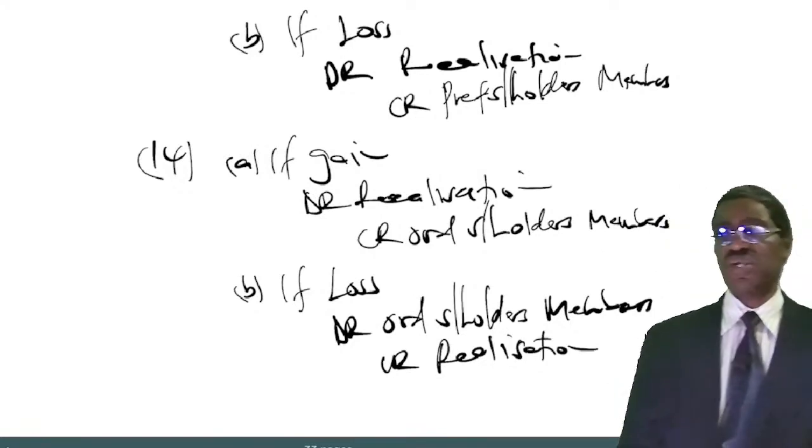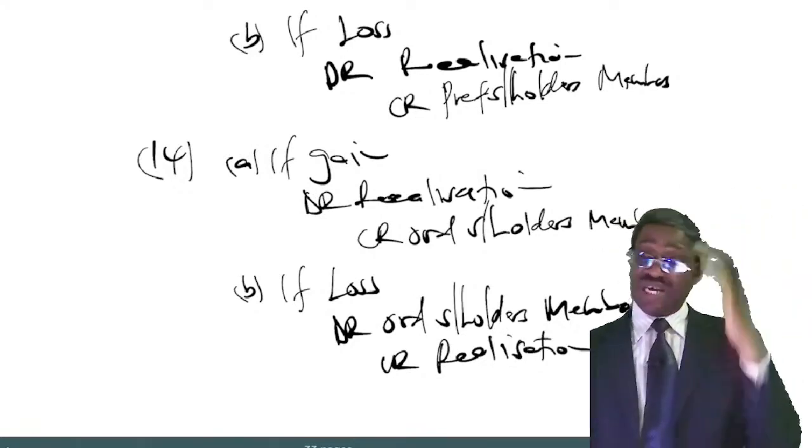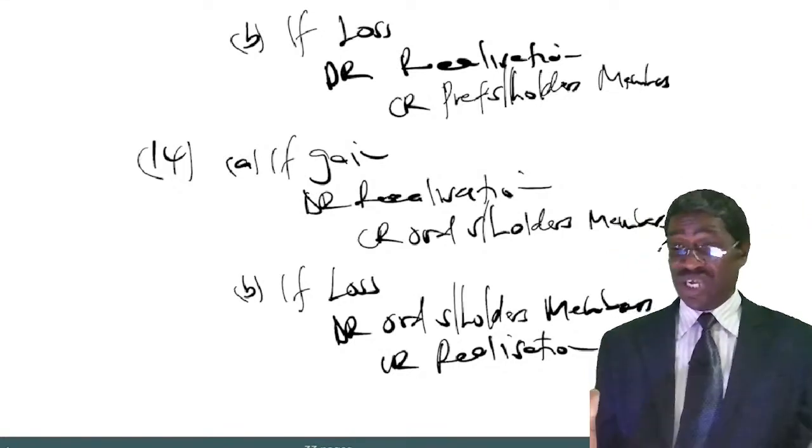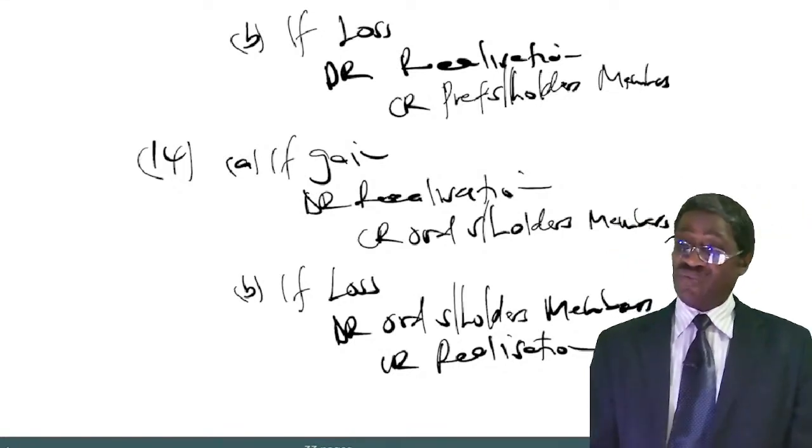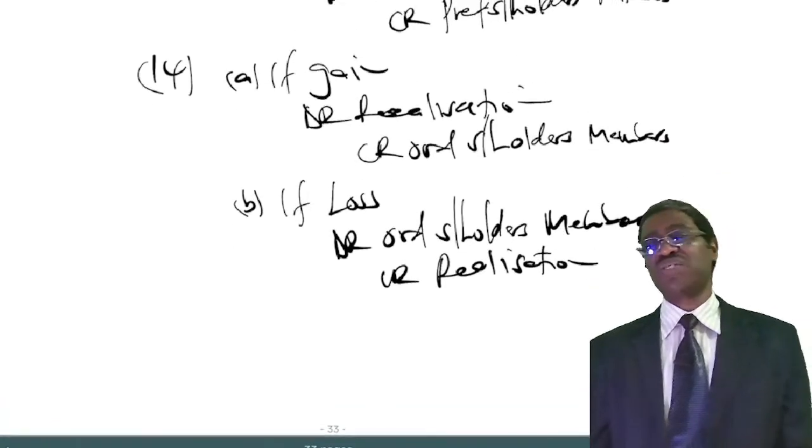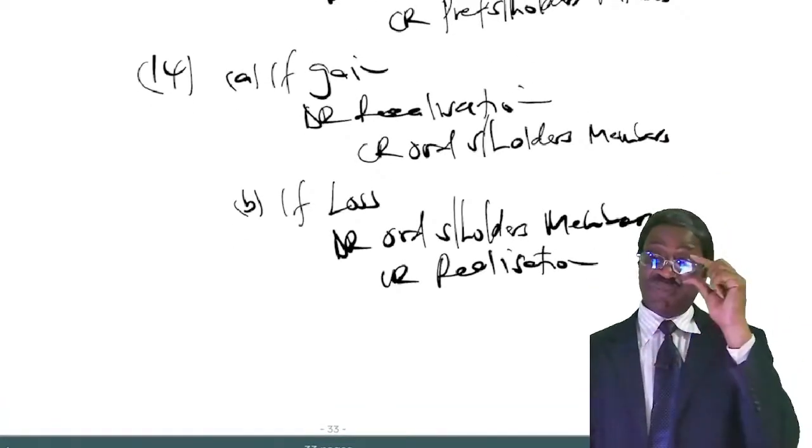Debit ordinary shareholders members, credit realization. So whether gain or loss, let the owners of the business take it. Who are the owners? The ordinary shareholders members.